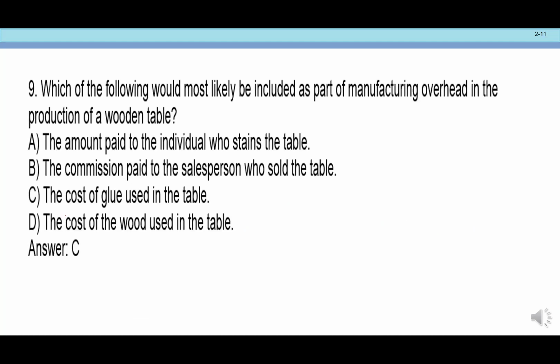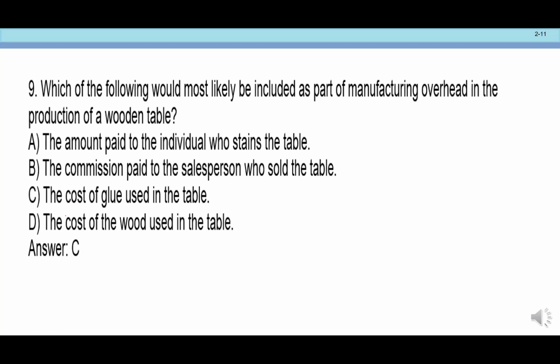All right, good. Let's take a look at this one. Which of the following would most likely be included as part of manufacturing overhead in the production of a wooden table? How about the amount paid to the individual who stains the table? Direct labor. You spent 45 minutes staining that table. We can track that easily, right? How about the commission paid to the salesperson who sold the table? First of all, we could probably easily trace it. Number two, it is not a manufacturing cost. It is a selling cost, a period cost that's going to be expensed, right?